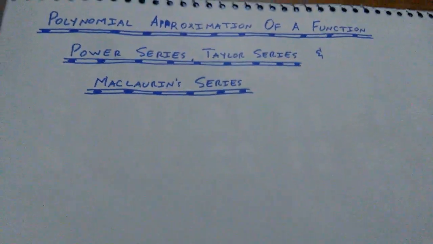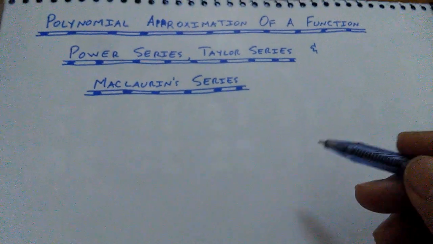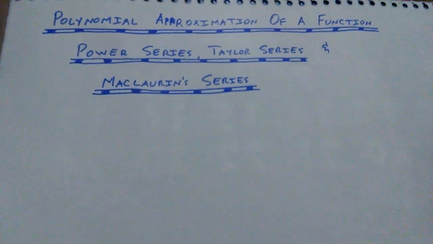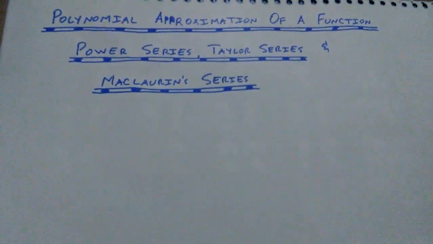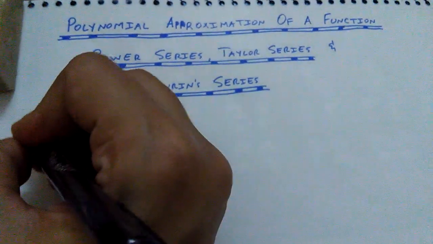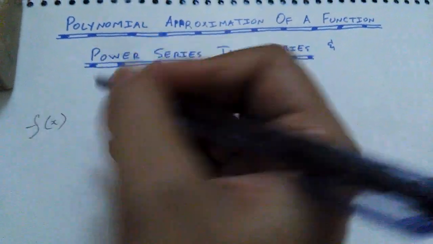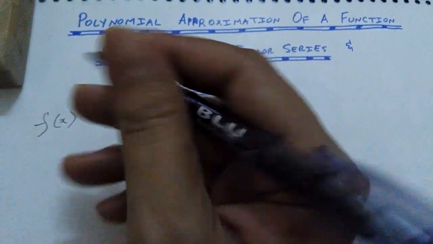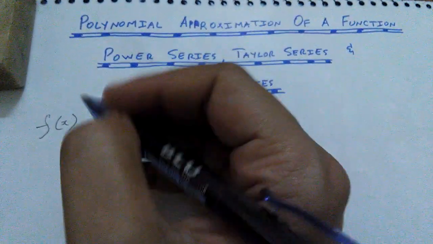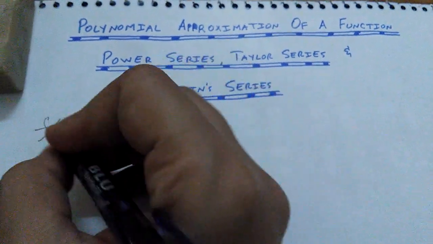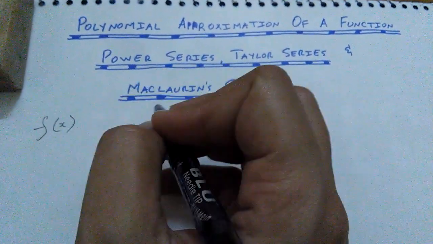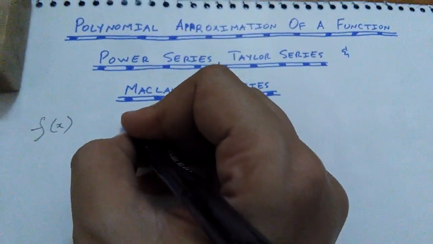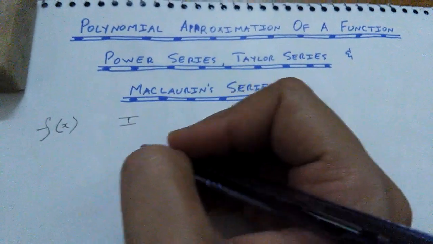So what exactly we are going to deal with today is that we consider a function that can easily be differentiated n times on a certain interval I. We just consider any non-polynomial function. It could be logarithmic, exponential, or trigonometric, and it is differentiable n times in any open interval I.